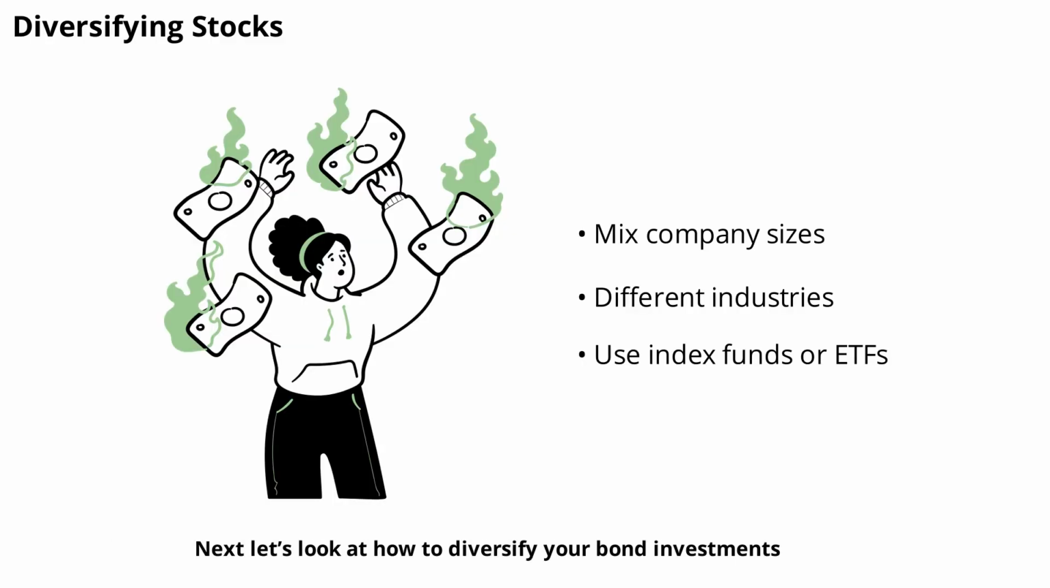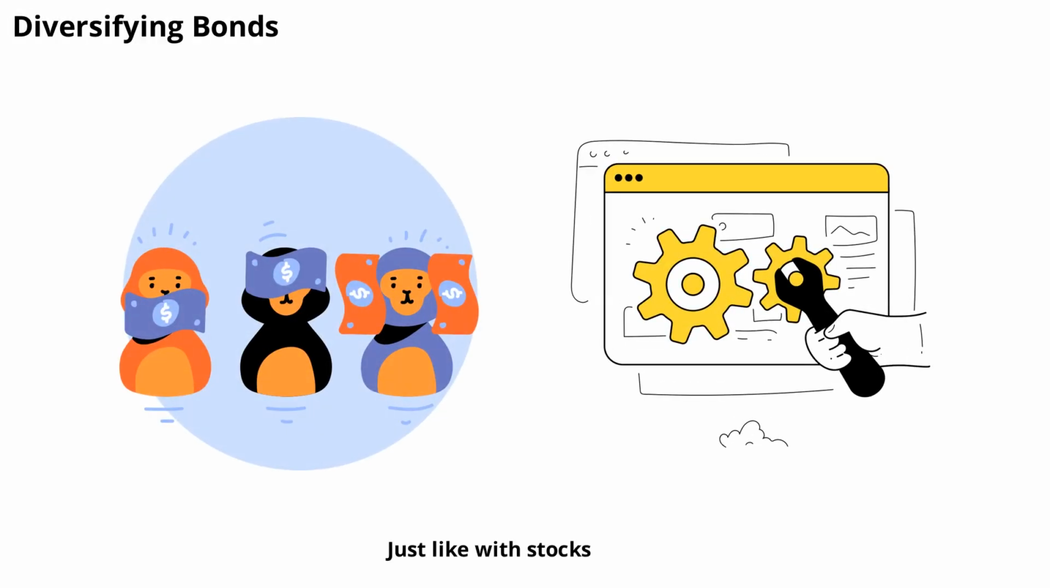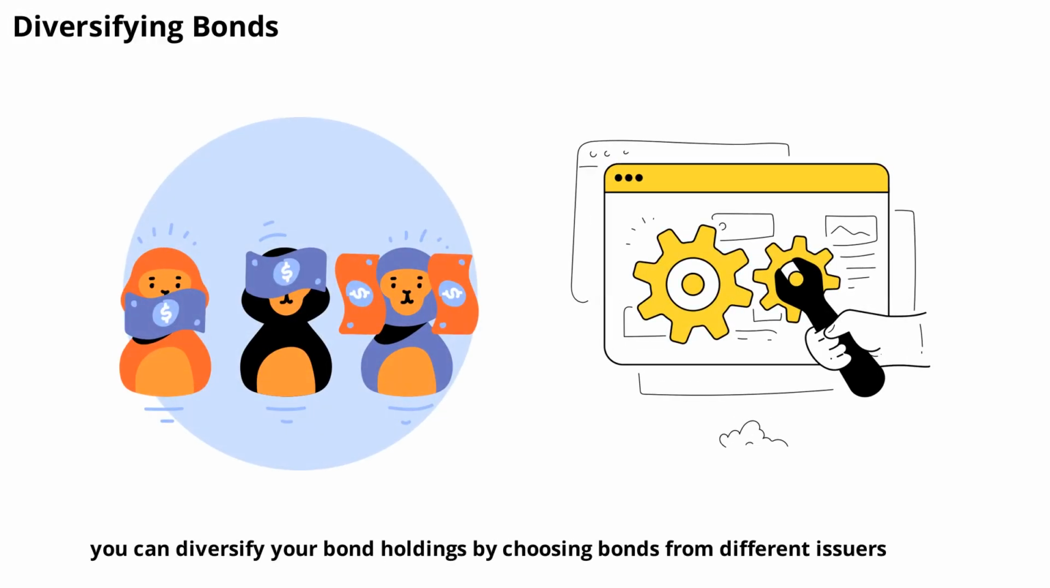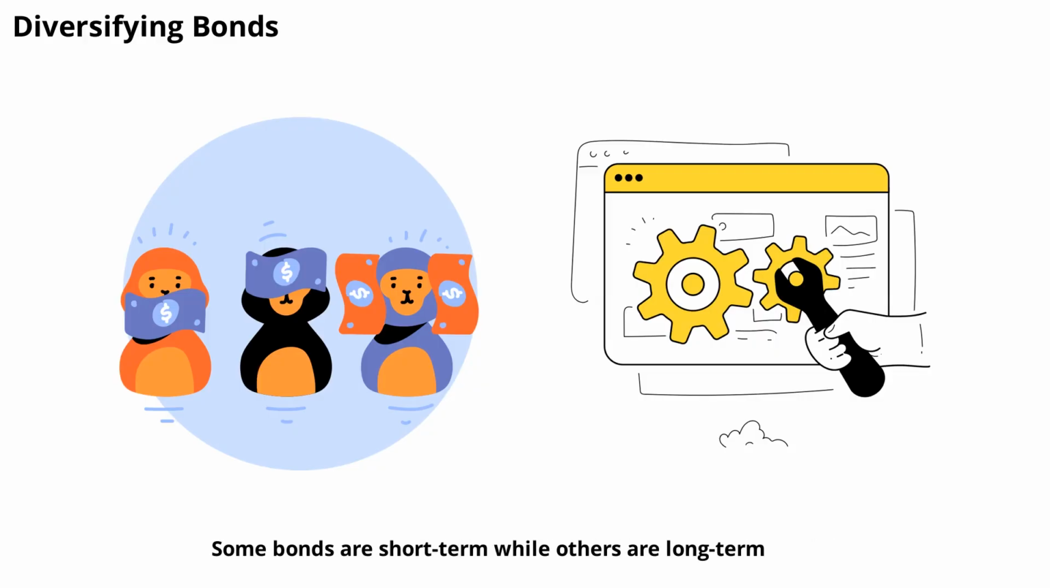Next, let's look at how to diversify your bond investments. Just like with stocks, you can diversify your bond holdings by choosing bonds from different issuers, such as governments and corporations, and with different maturity dates. Some bonds are short-term while others are long-term. Mixing these helps protect your portfolio from interest rate changes and other risks. Bond funds and ETFs can also make diversification easier for beginners.